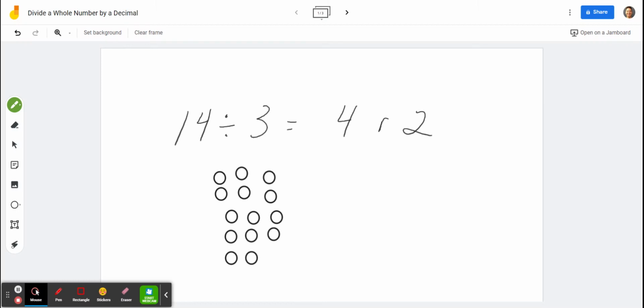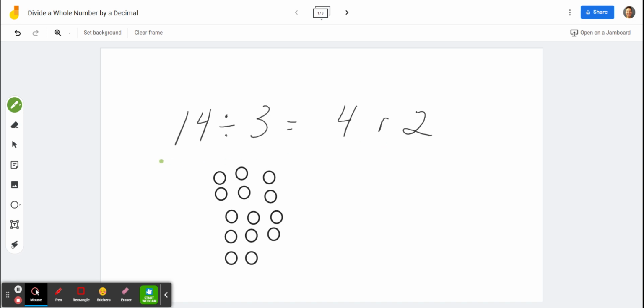Okay, so I'm going to show you how to divide a whole number by a decimal. I first wanted to start by talking about this equation here, 14 divided by 3, which is two whole numbers. And when we divide 14 by 3, we get 4 remainder 2.